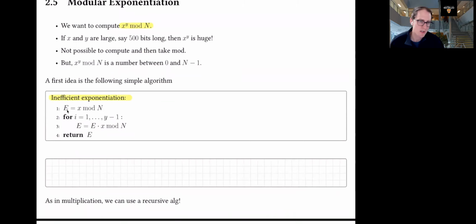All we do, we start off by saying y is x mod n. And then we continue all the way up to y by multiplying in another x and taking mod n each time. So this works by the substitution rule, right? That we can take this mod at an intermediate point. The substitution rule we covered last lecture.